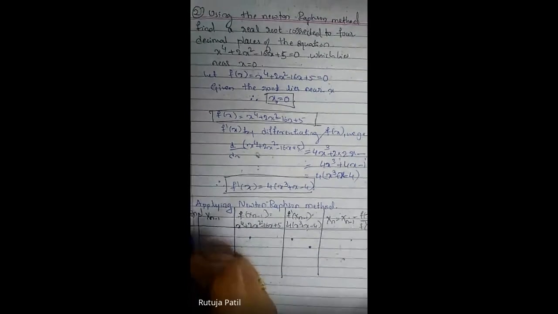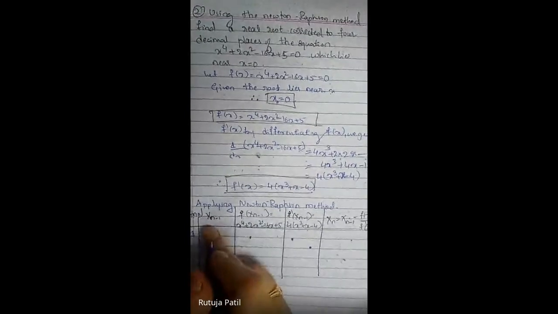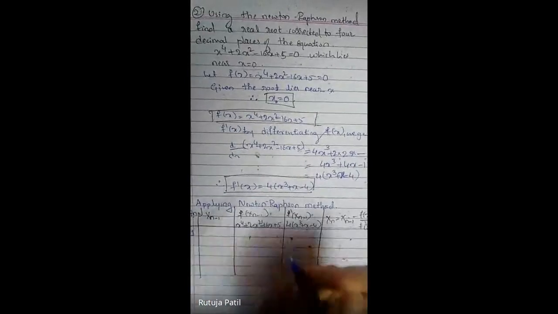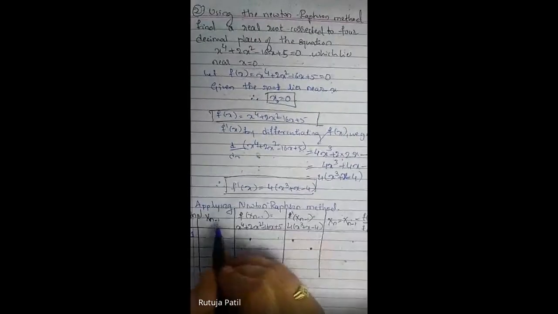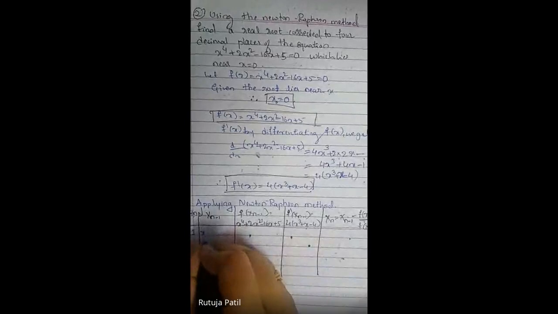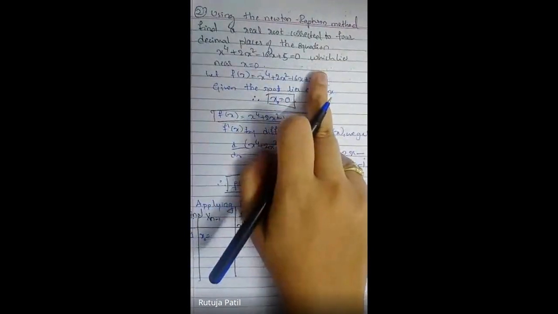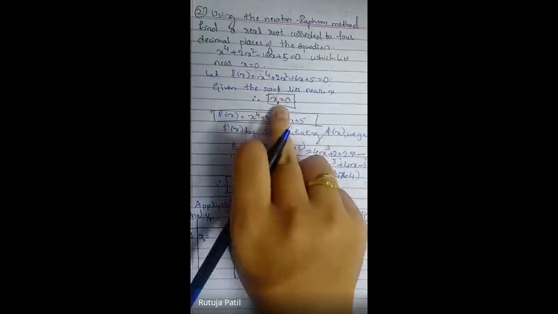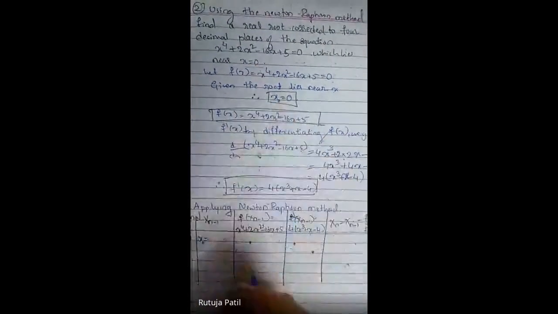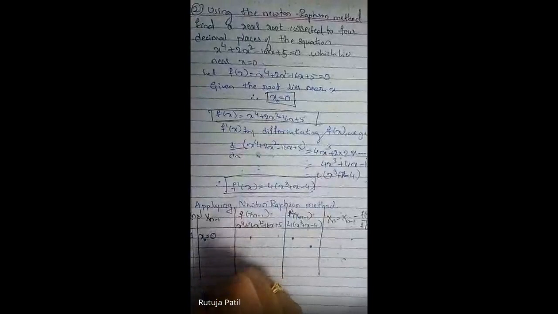So the first iteration, xn minus 1 is nothing but n value starts with the 1. So 1 minus 1 is nothing but x naught. So what is the value of x naught? They have given in the question that root lies near x. That is x naught we have considered it as 0. So x naught is 0.